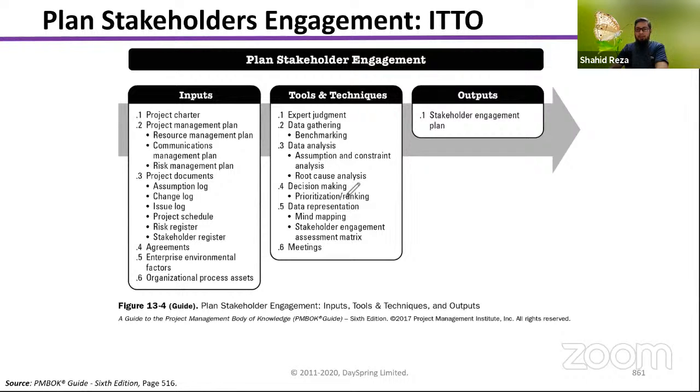Decision making. If there is any conflict or decision-making condition, then you can use this technique, prioritization or ranking. Maybe there are 5 ideas you have generated to engage the stakeholders. Most probably you cannot use all 5, so you will rank these 5 and decide which 2 or 3 to apply for this particular stakeholder. That is ranking. Data representation. Remember, when we talk about representation, that means there will be some graphical presentation. So this tool is a graphical tool.